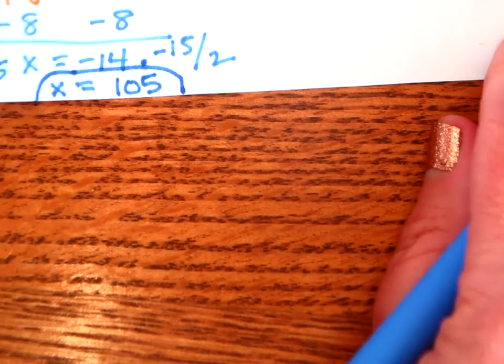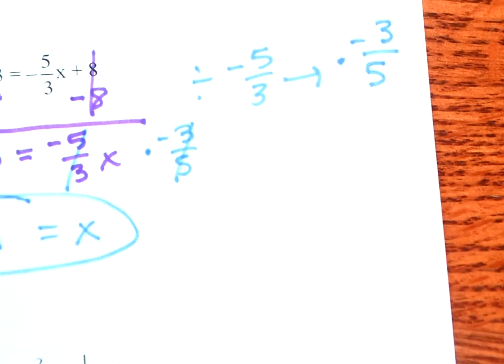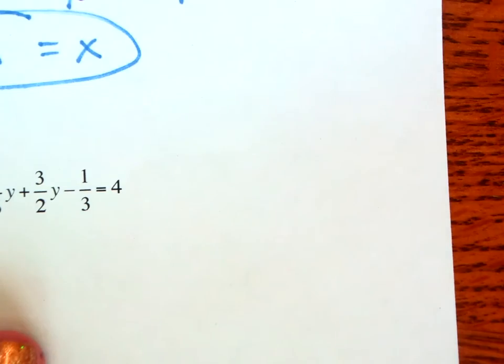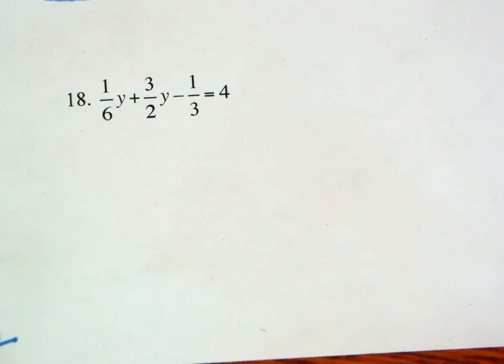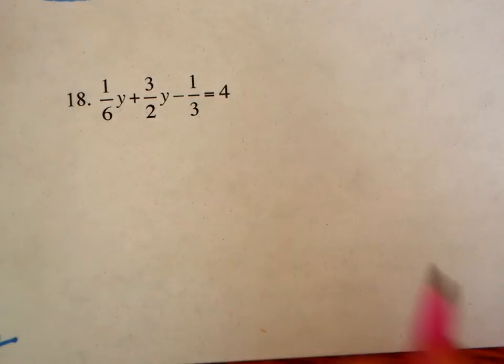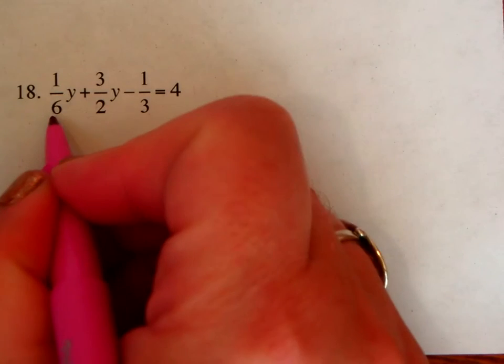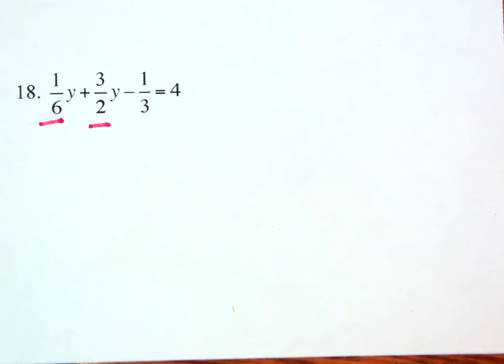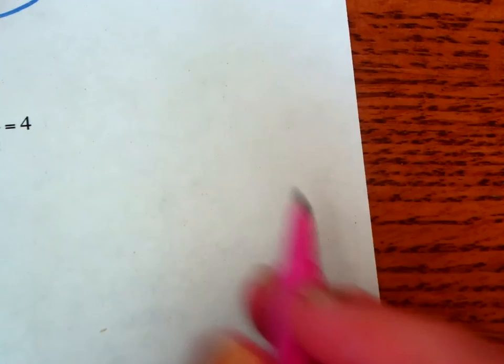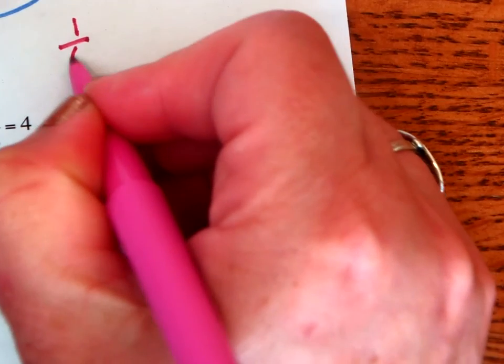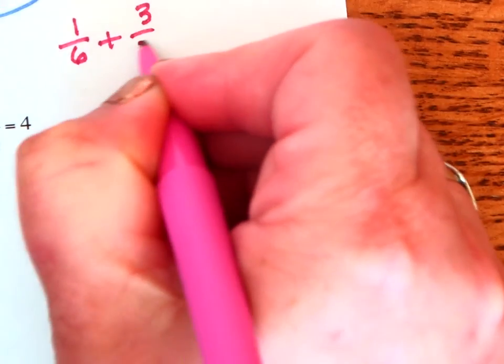Okay, last problem. Okay, so in this case, again, you're going to want to combine some like terms. So the 1/6 y and the 3/2 y need to be combined. So if we move kind of over here, I'm going to combine 1/6 and 3/2.